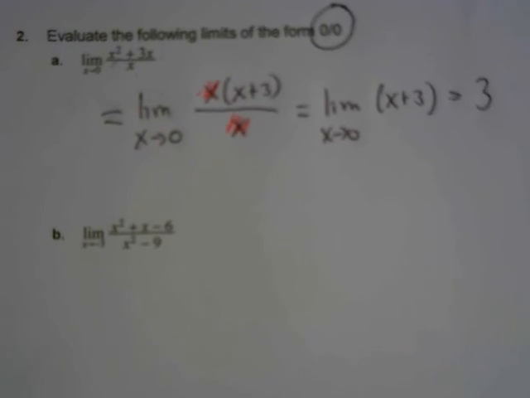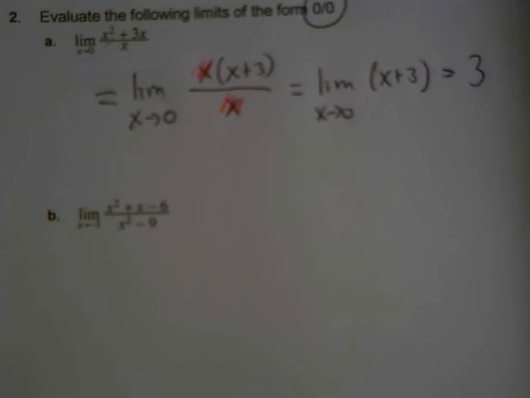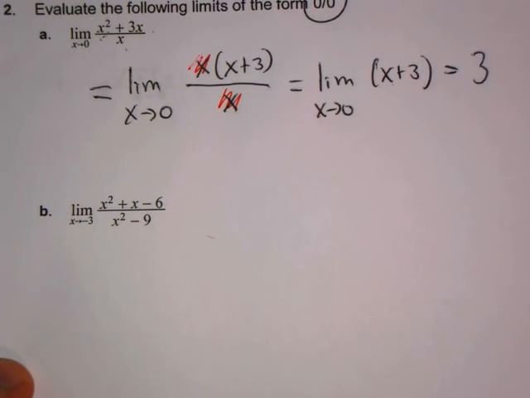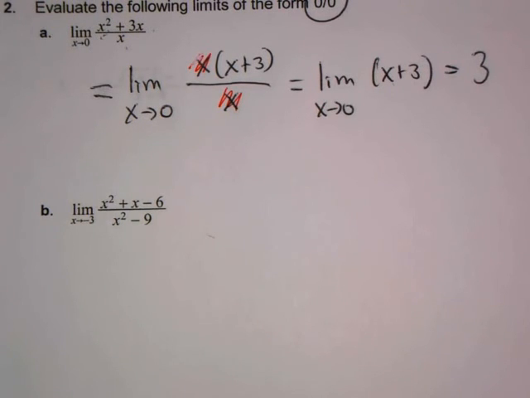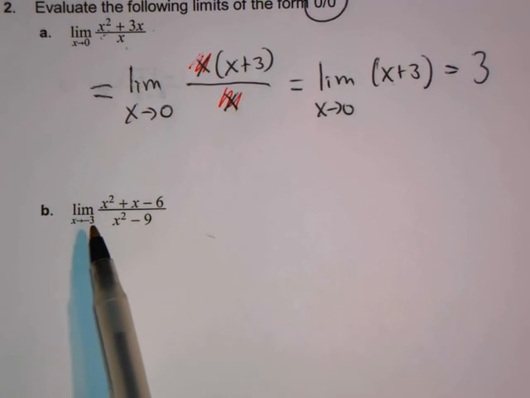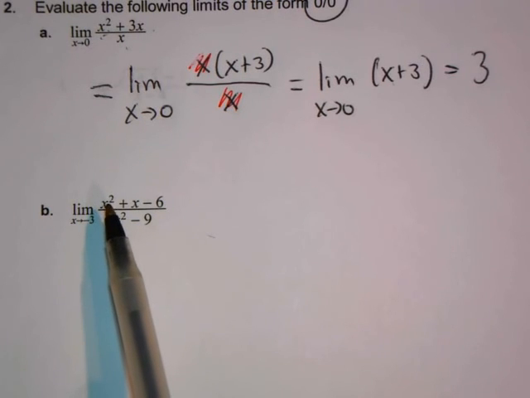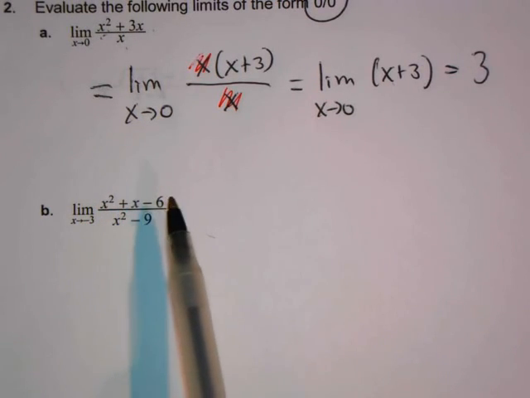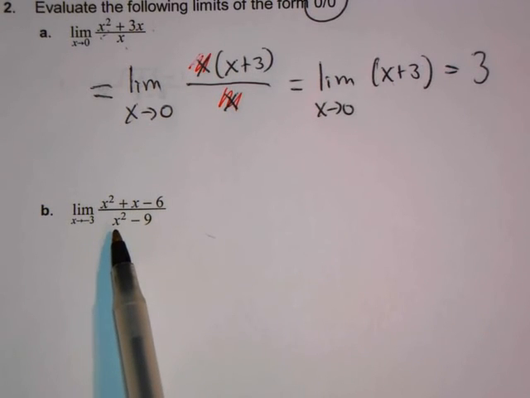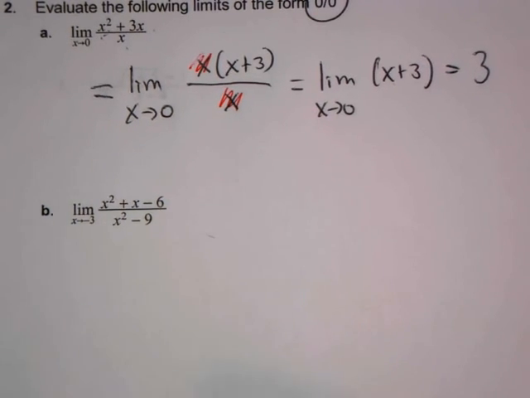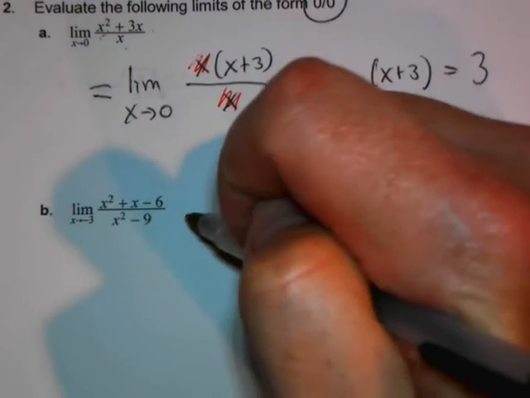Alright, so let's try another one here. Okay, so we have the limit as x goes to -3 of x squared plus x minus 6 over x squared minus 9. If I'm doing this problem on a quiz or a test or a homework or wherever, the first thing I'm going to do is try to plug the number in. When I plug in the number -3, I get 9 minus 3 minus 6, that's 0, divided by 9 minus 9, that's 0. I recognize that this is in the form 0 over 0. When I'm in the form 0 over 0, I need to factor and reduce.